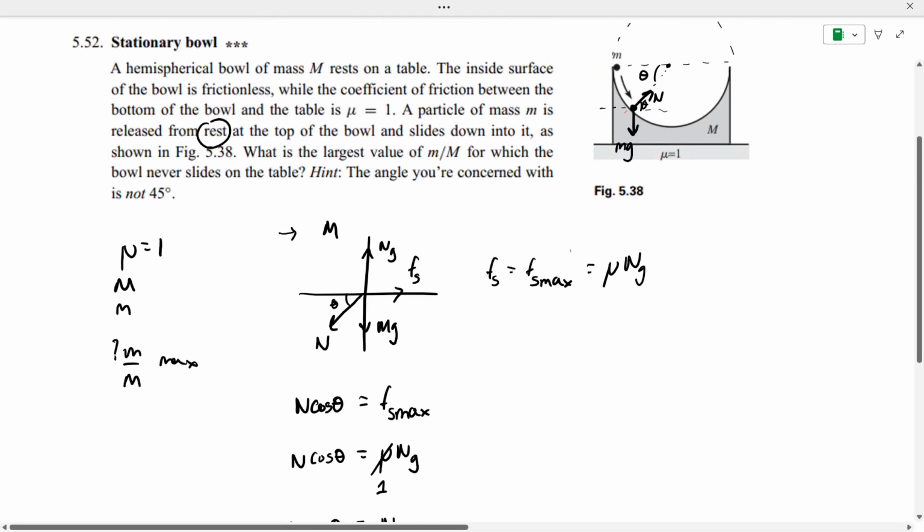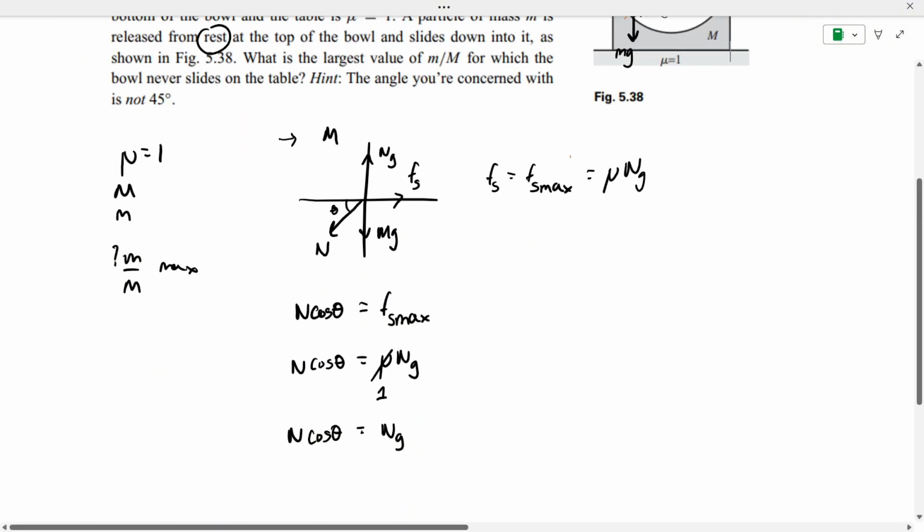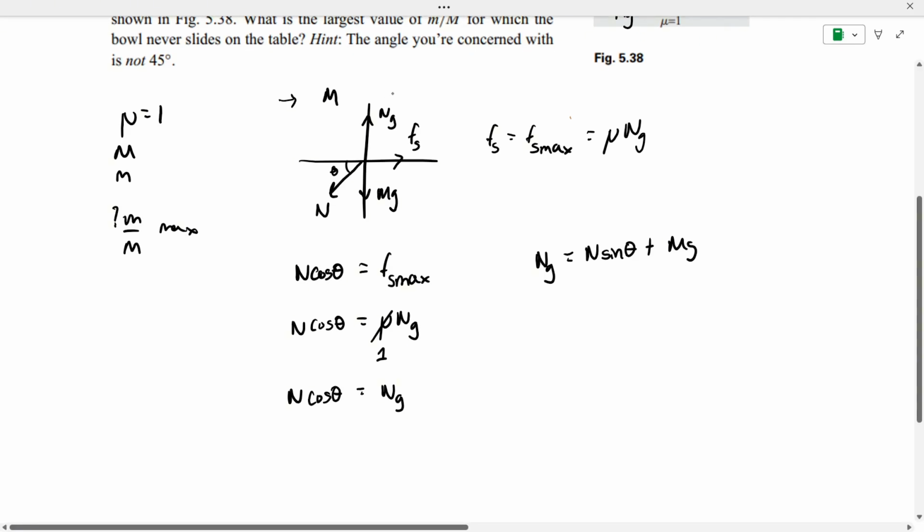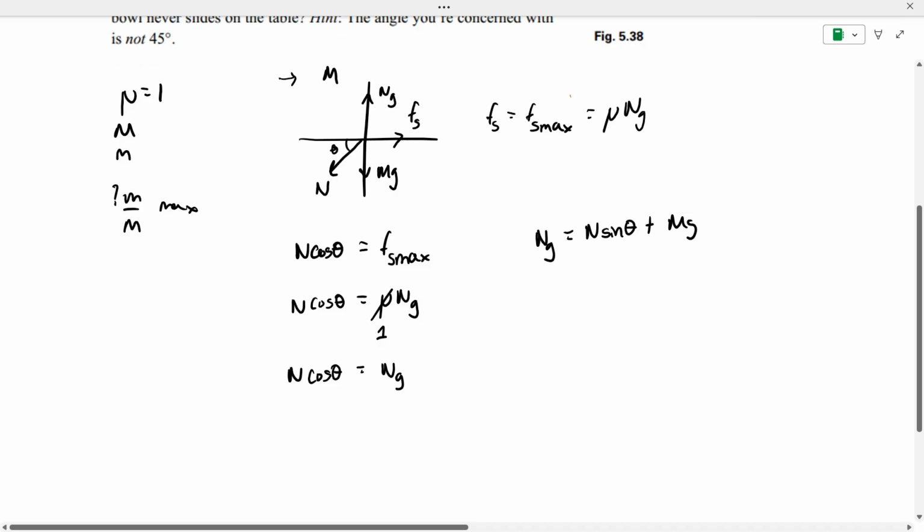So knowing that this thing doesn't move up or down or anything, it's just at rest in the y direction and in the x direction, but we've already got to that. We have that Ng is going to be equal to n sine theta plus mg. So this is the one acting up, and then these two are acting down, so we can just set them equal to each other because the acceleration in the y direction is going to be equal to 0. Alright, so now that we have that for Ng, we can just sub that back into our equation over here.